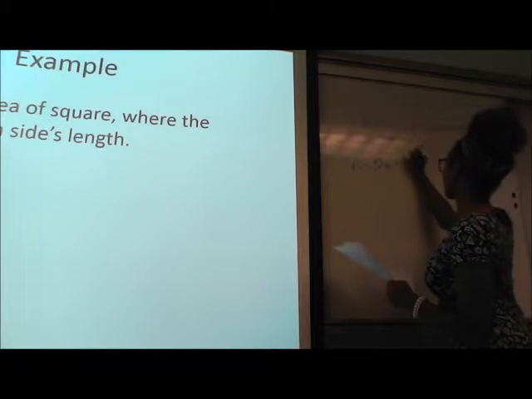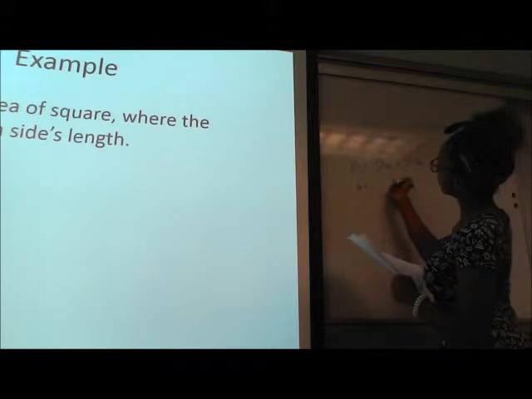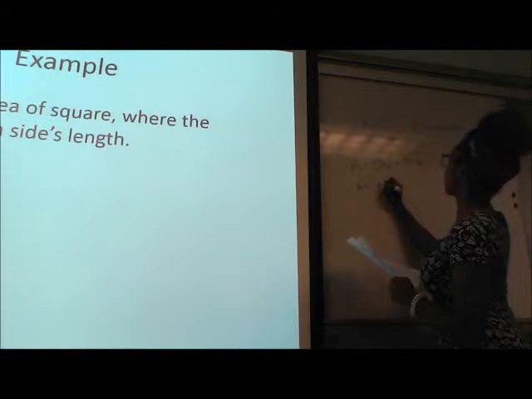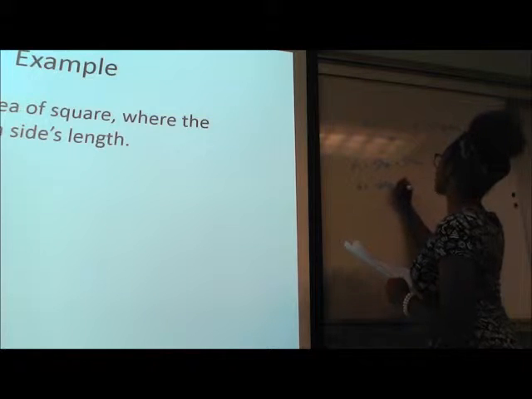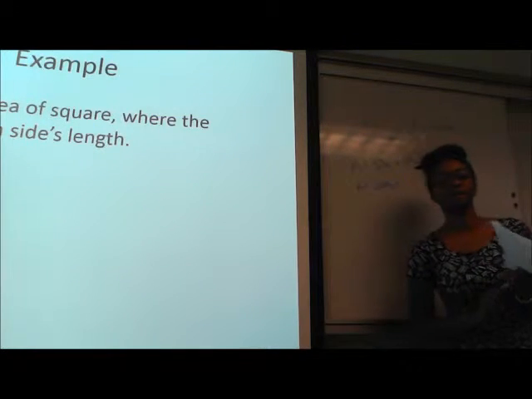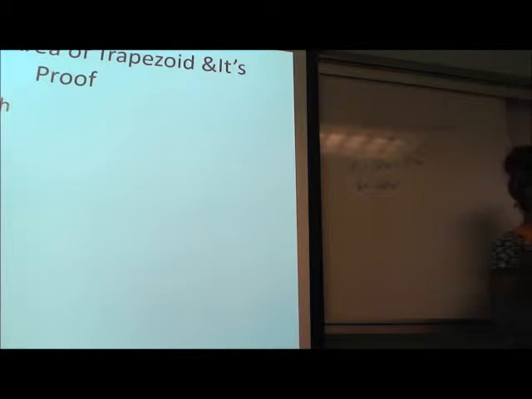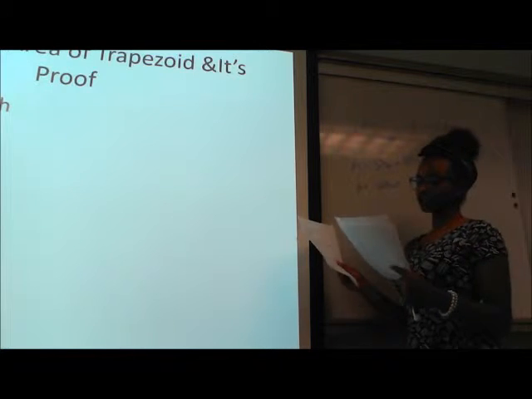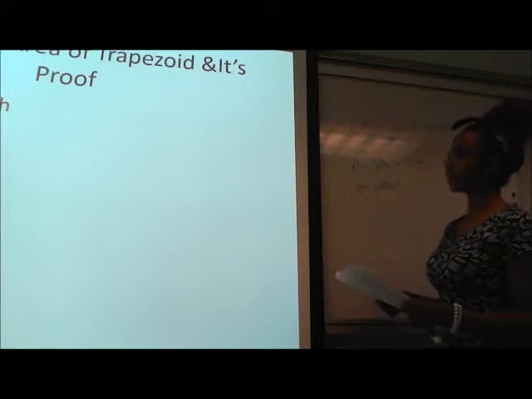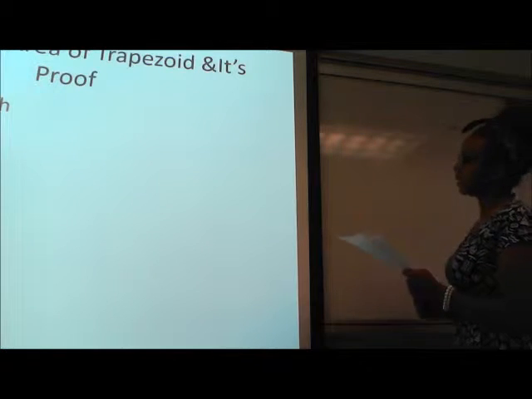Next, we have finding the area of a trapezoid and its proof. The area of a trapezoid is a plus b divided by 2 times the height. So a represents base 1, b represents base 2, and your h, of course, is your height. So now the proof for your area of a trapezoid.